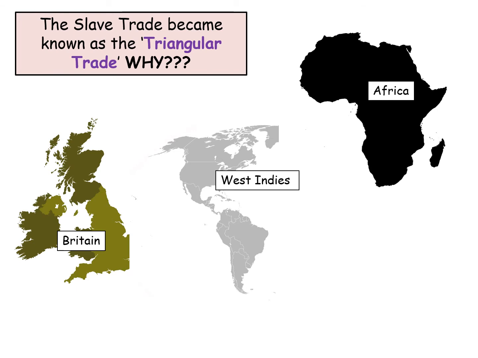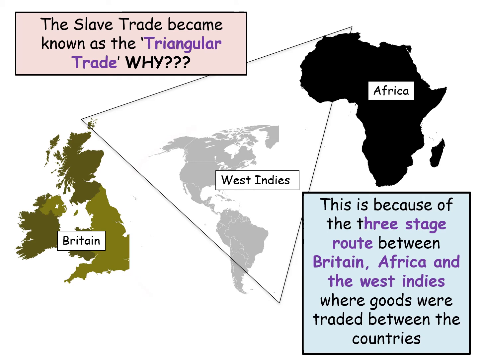So the slave trade becomes known as the triangular trade, and the question for that is actually why. It's actually a really simple point. It's because there were 3 areas, 3 main points on this trade route, so that ultimately what it made was a triangular shape. You had Africa, the West Indies and Britain being involved, and it's because these 3 stages of this route, between Britain to Africa, stage 1, between Africa and the West Indies, stage 2, and then between the West Indies and Britain, stage 3, ultimately made up this triangular route.